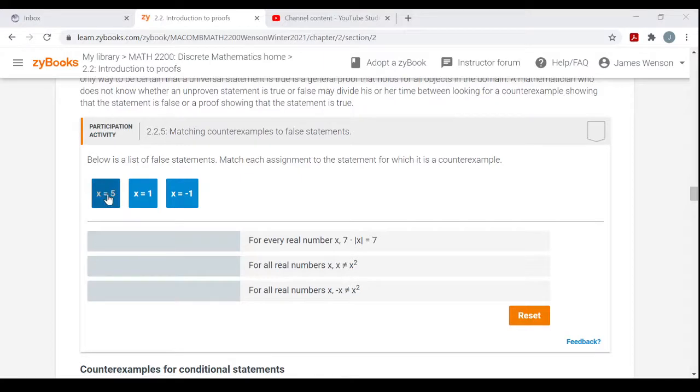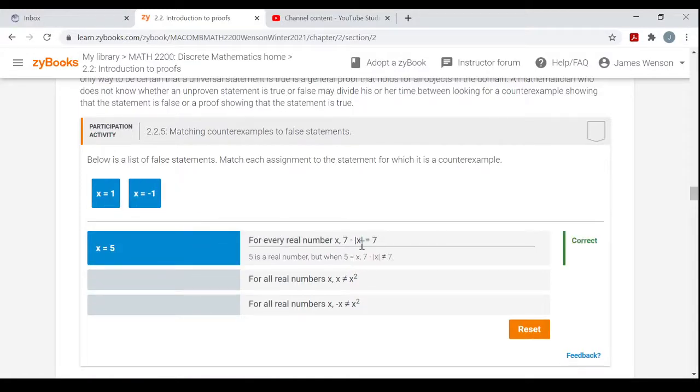Well, if x were 5, that would be false, wouldn't it? 7 times the absolute value of 5 would be 35, not 7. So x equals 5. Now, 5 is not the only counterexample, but it's the only one they listed. x could be 3, 2, 8, negative 10, and it would also make this false. Just of the ones that were listed, 5 is a counterexample.